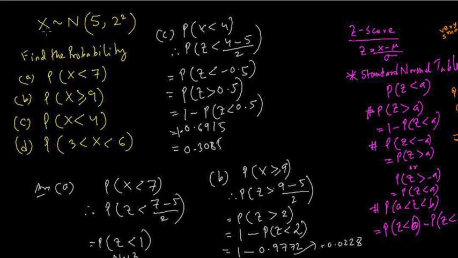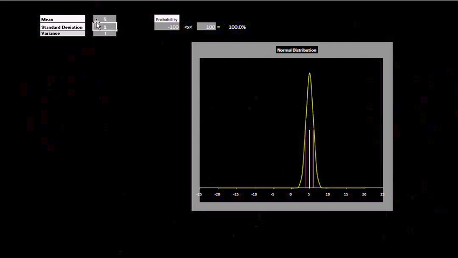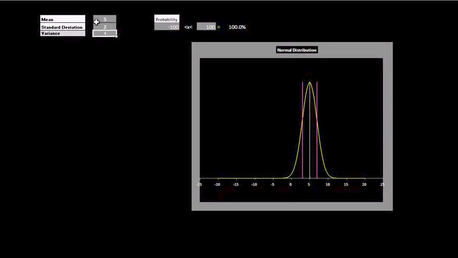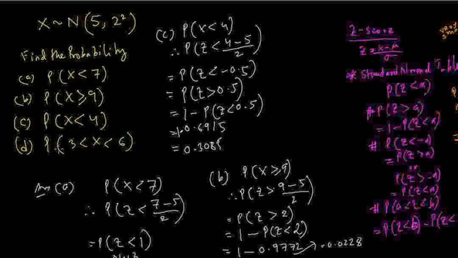Let's try to do where we have a normal distribution with mu equals 5 and standard deviation 2, so variance is 2 squared, meaning 4. So let's try to find, let's do this one first, between 3 to 6. So let's use the software here. So this is 5 and this one is going to be 2, so the variance is 4. So now we have to find the probability between 3 to 6.